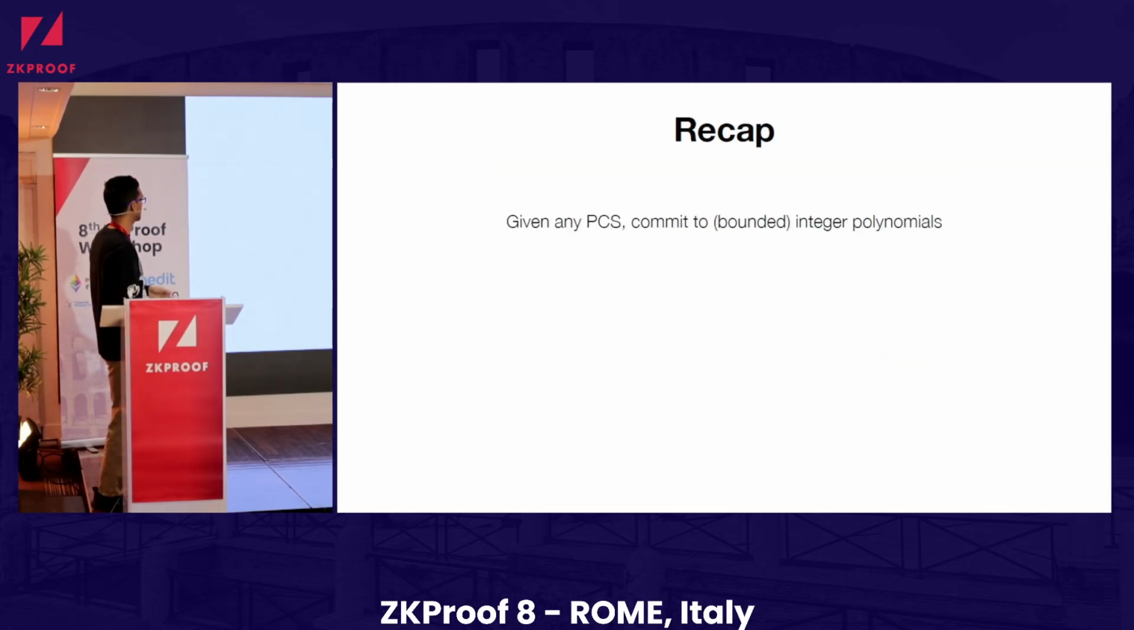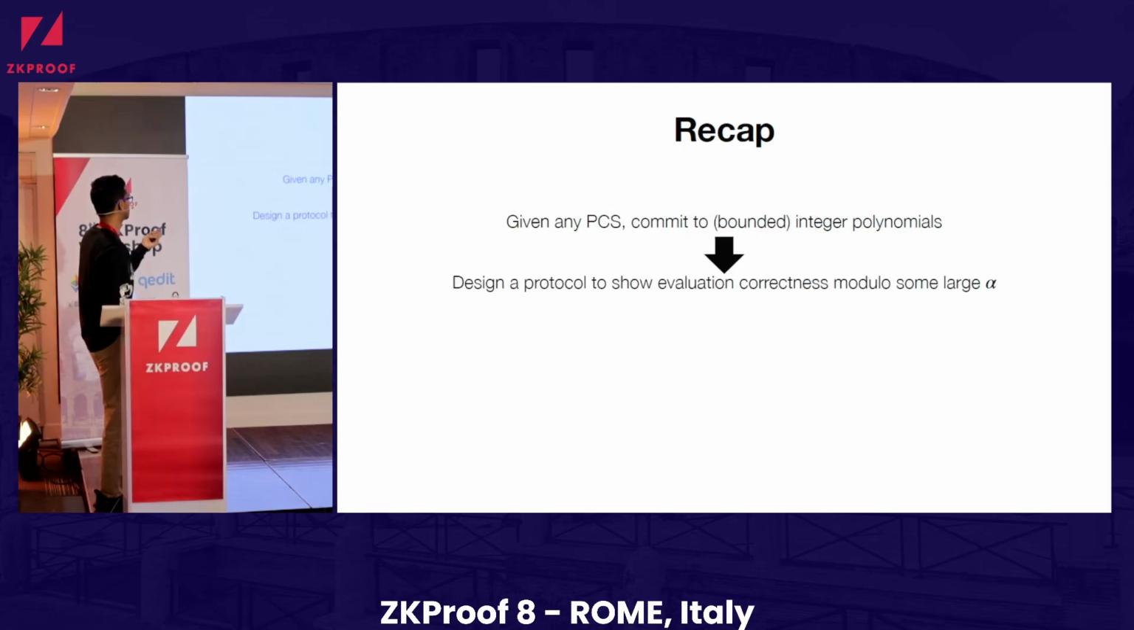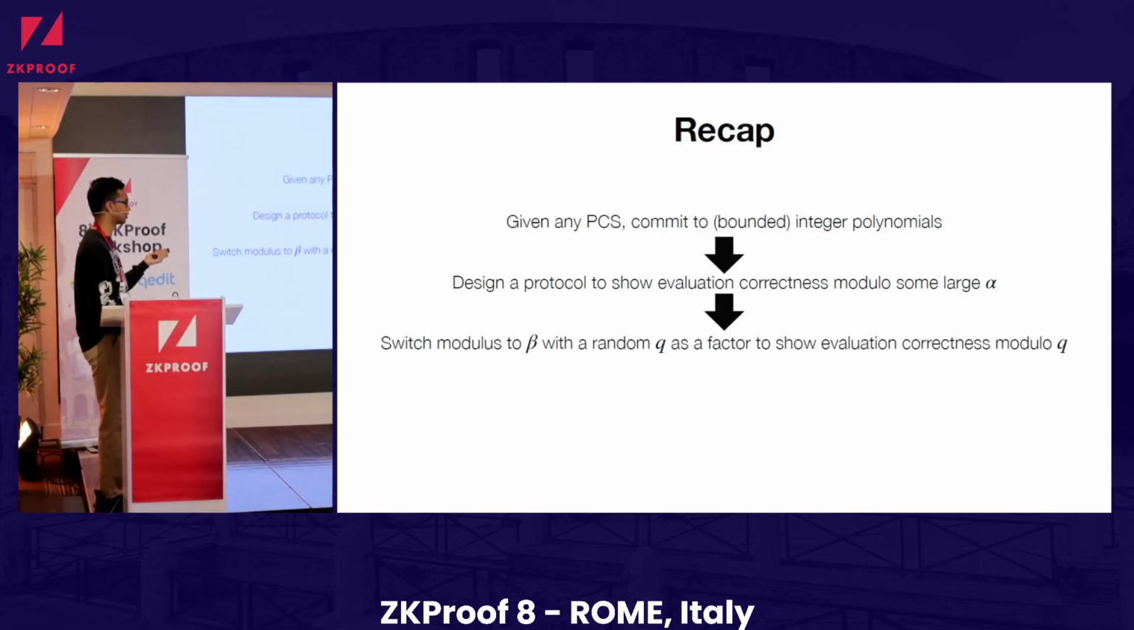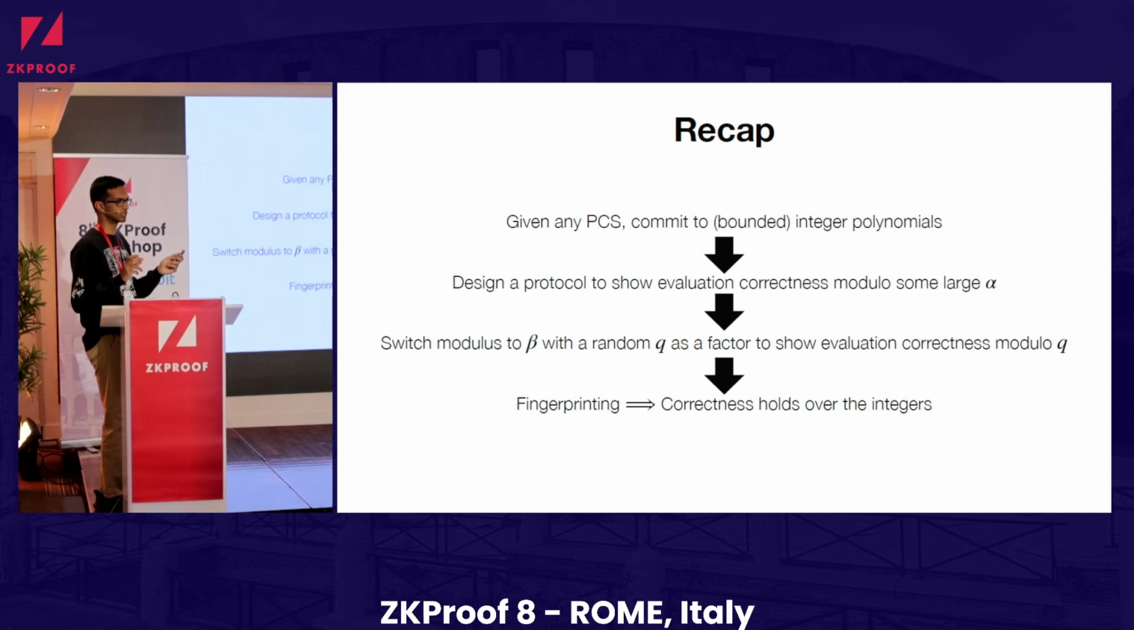So a quick recap to round it out. You commit to bounded integer polynomials given any PCS using a bit-commitment-style commitment. You design a protocol to show correctness modulo some large alpha, and of course that doesn't suffice. So then you switch to modulus beta with a random factor q. Fingerprinting with this gives you correctness over the integers, which is what you wanted at the very beginning. Fingerprinting, I'm saying, is because q itself was random; that's what shows that the value must be correct over the integers, because q was chosen after the commitment was made.